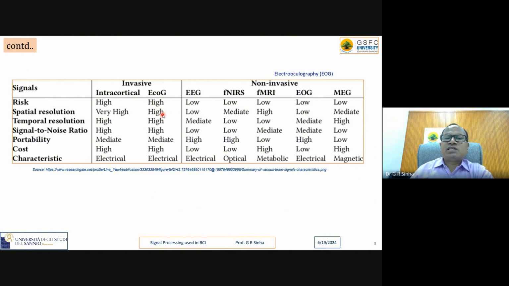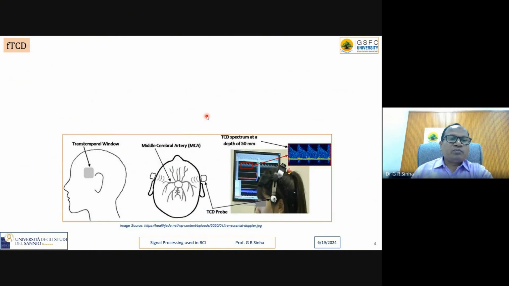ECOG still has high spatial resolution. EEG is low, but still the signal level is not very weak, so you can use it for mathematical modeling and you can interpret the brain signal. That is what we do.